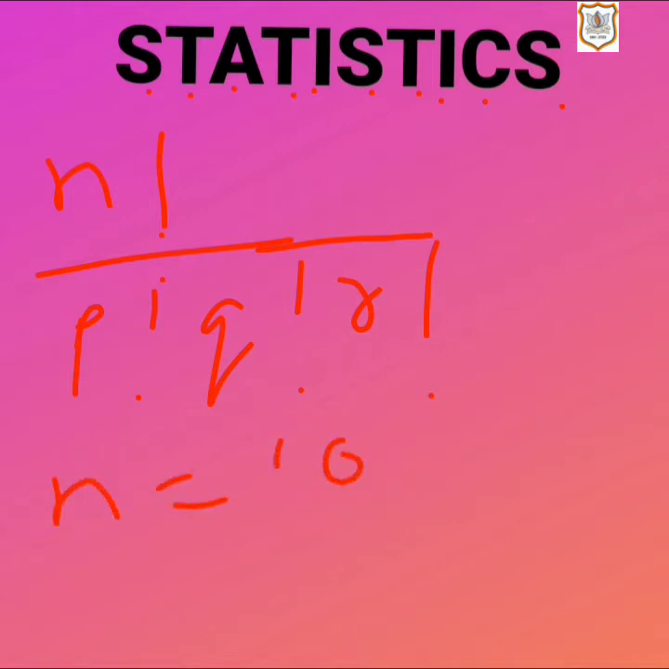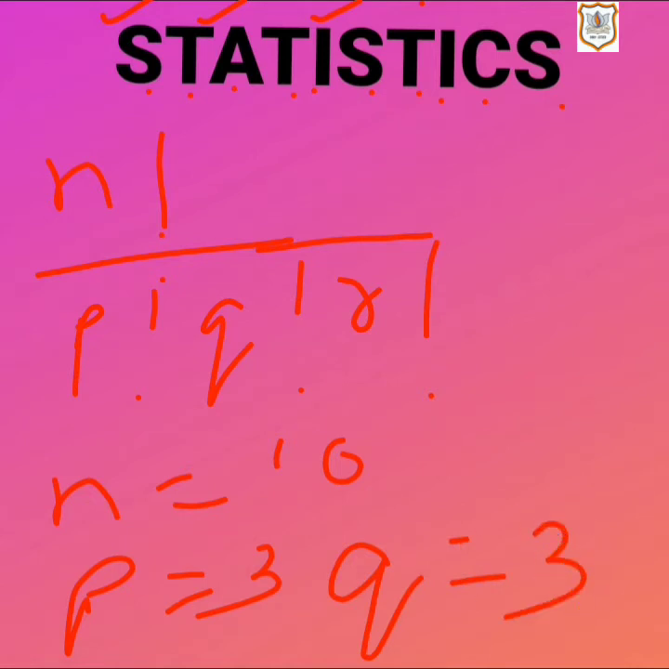Now which letters are repeating? S is repeating, then T is also repeating, then I is repeating. S is repeating 3 times, so p will be 3. Then T is repeating 3 times, T and T and T, so q will be 3. Then I is repeating 2 times only, so r will be 2. Now we'll put the values in this formula and solve how many arrangements we can make out of this word statistics. Let's solve it.